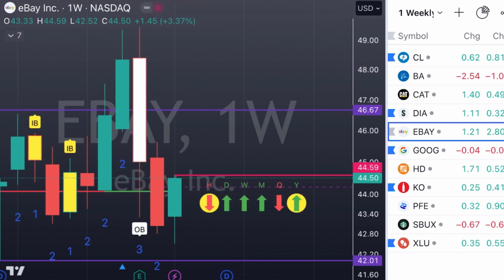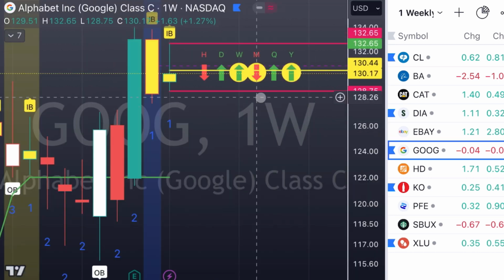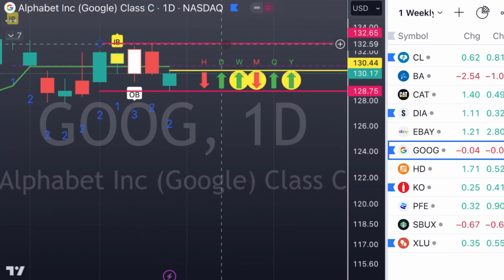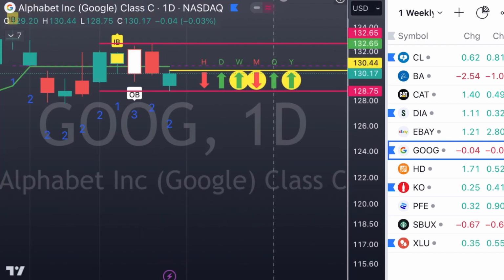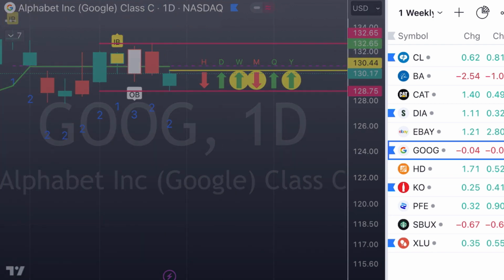We move on to eBay. eBay, 2 down green. So we can look for calls there at 44.59 with a target. On to Google. Google, there's that double inside bar again. We also have a trigger on the daily. So if I switch to the daily chart, there it is, 2 down green. We'll see how that one plays out as well.